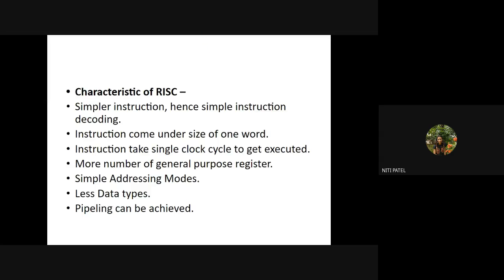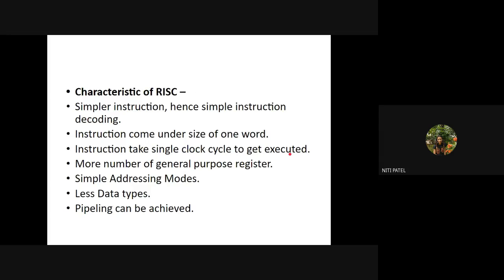Okay. So what are the characteristics of RISC? It is simple. It has very simple instructions for execution. Therefore, the decoding of the instruction is also very simple. Instructions come under the size of one word. How much is the size of the instruction? Smaller than 1 word. So 1 word is how much? 16 bits. So the size of the instruction of your RISC processor is less than 16 bits.